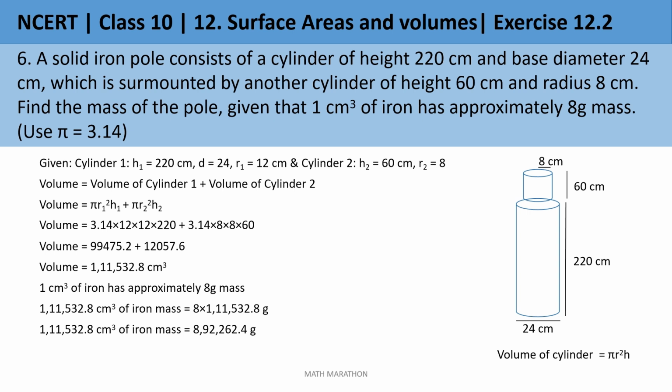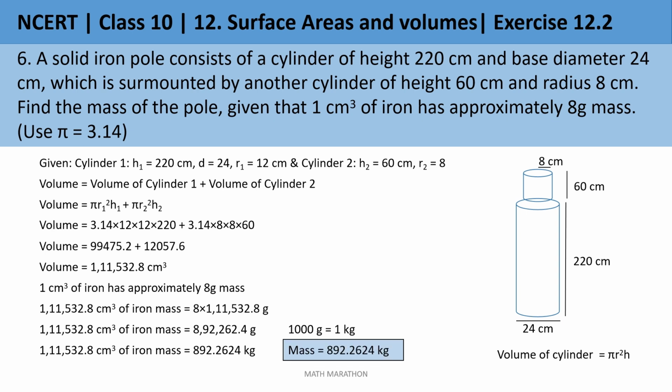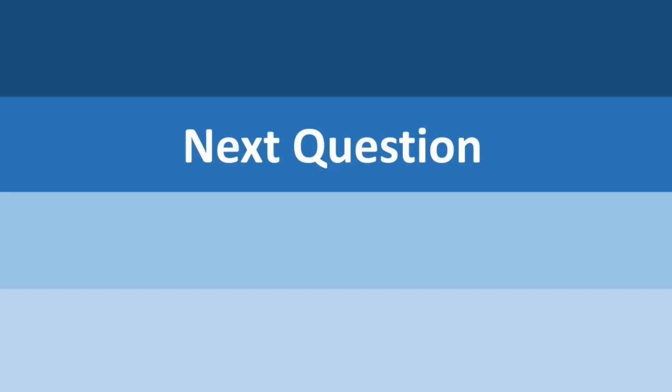So, mass is equal to 8,92,262.4 gram. We know that 1,000 gram is 1 kilogram. So, mass is equal to 892.2624 kilogram.